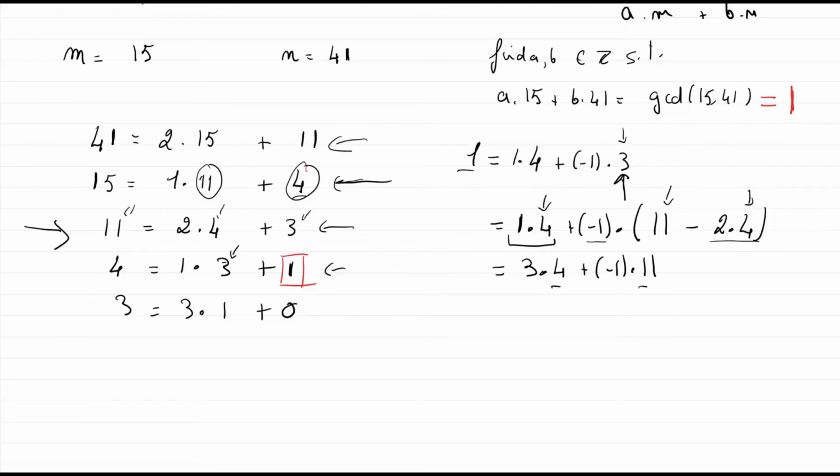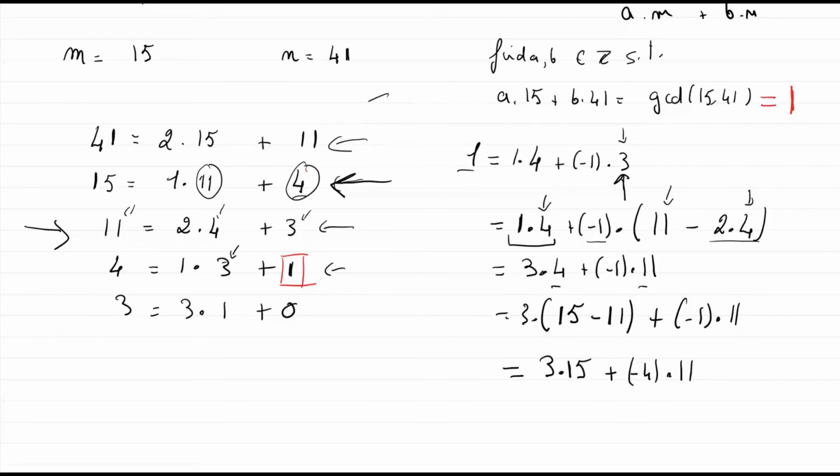So using this second line, instead of 4 I can write 15 minus 11, or plus negative 1 times 11. And here I have plus negative 1 times 11, and this equals 3 times 15 plus negative 4 times 11. And now I use the first line to get rid of the 11. 3 times 15 plus negative 4 times 41 minus 2 times 15.